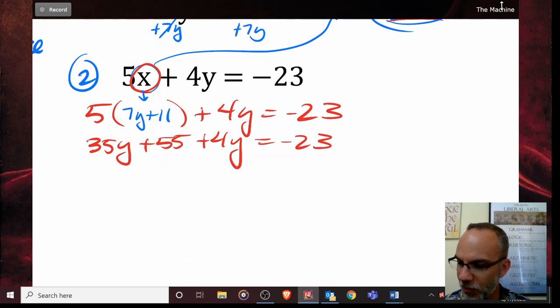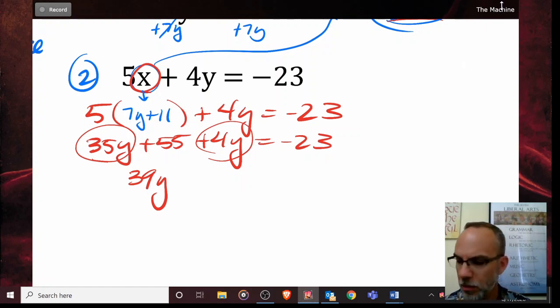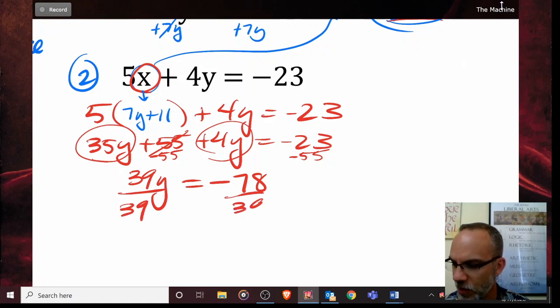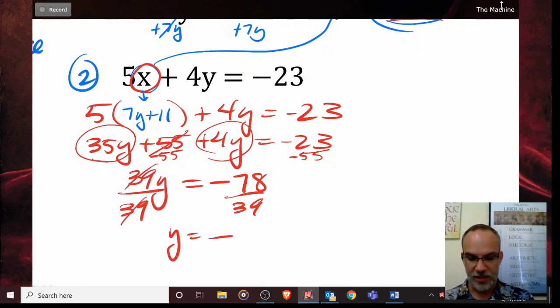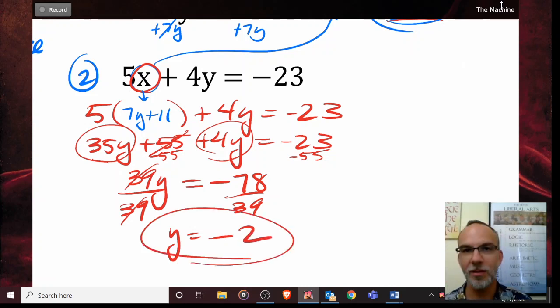Keep on going. 35y plus 4y, that's 39y. Can I at the same time subtract 55 from the left and minus 55 from the right? I hope you can track that. That equals then, if I did the math right, negative 78. Okay, and then if I divide by 39 over here and divide by 39 over there, I don't have that memorized. I'm going to reach for my machine. 78 divided by 39, I think that's 2. So y is negative 2.